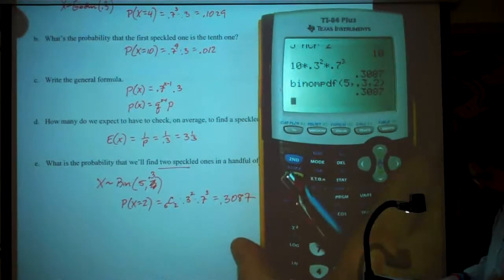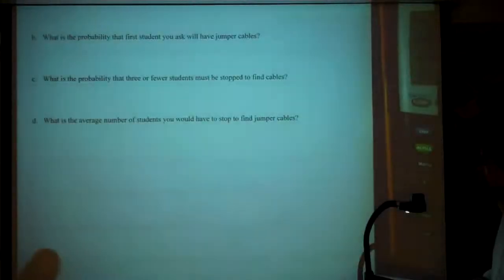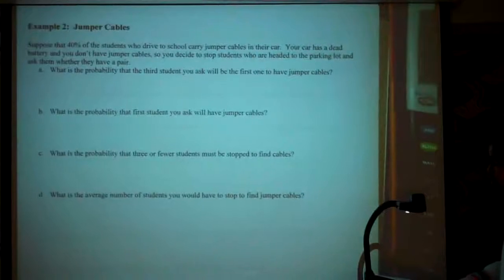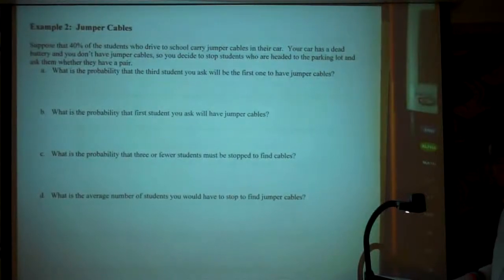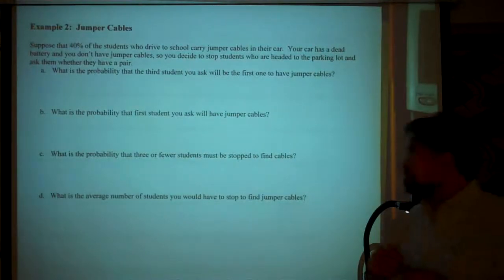Alright. Next problem. We leave our Skittles behind, and now we have to talk about jumper cables. Okay? So, 40% of the students who drive to school carry jumper cables in their car. That's very responsible of them. Your car has a dead battery, and you don't have jumper cables. Not so responsible for you. So you decide to stop students who are headed to the parking lot and ask them if they have a pair. Is this a Bernoulli random variable?